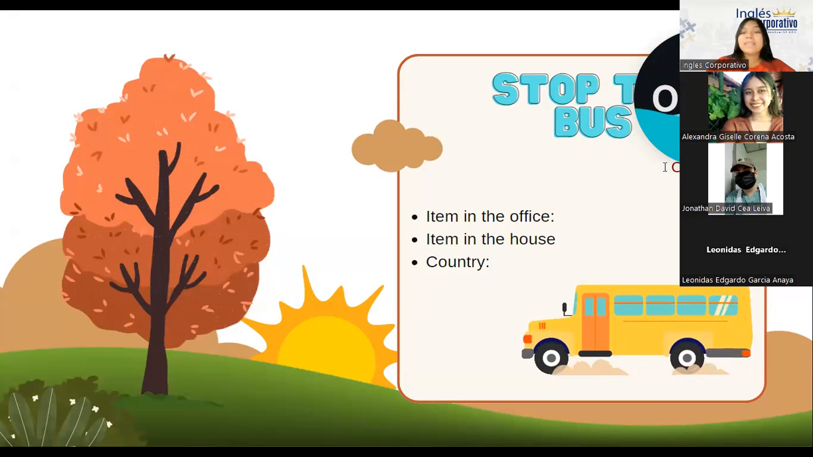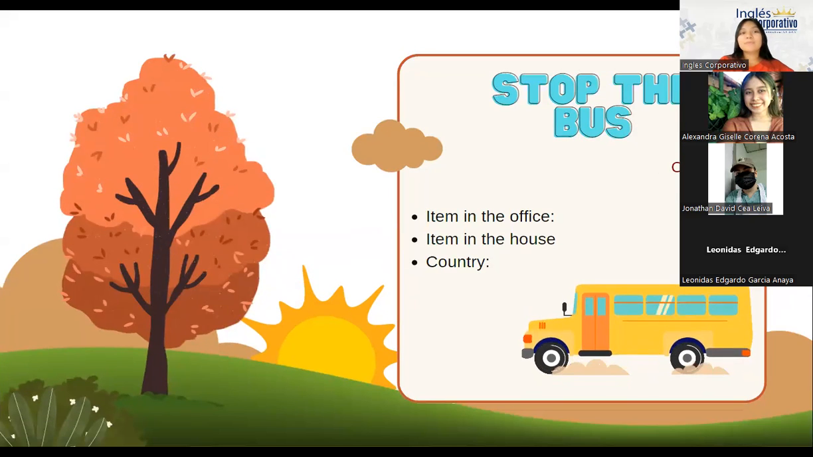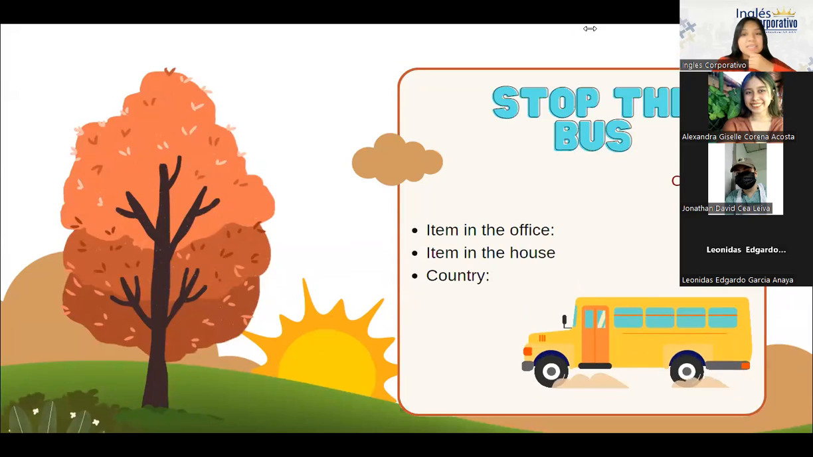Okay, so an item in the office, an item in the house, and also a country with the letter C. Stop the bus. Okay, perfect. So let's see, Alexandra. Item in the office, probably calculator. Yes. Item in the house, carpet. Yes. And country, Canada. Perfect. Alexandra, you get 1 point right there.